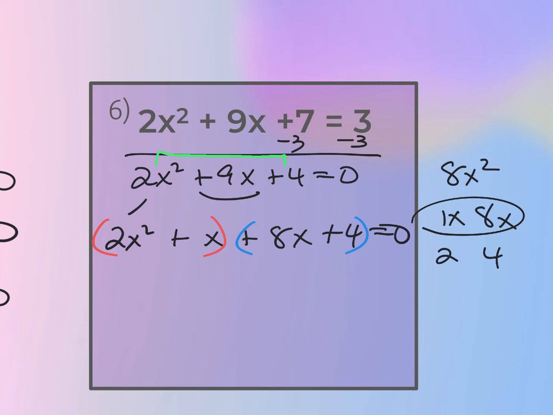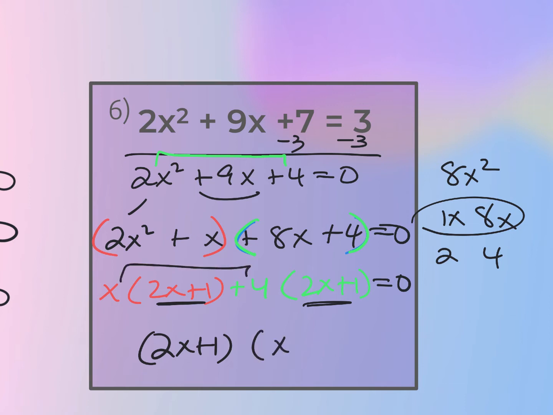And the blue's not showing up. Let me do green. Green will show up better. Okay, so red, GCF is x, 2x plus 1. Green group, my GCF is 4, 2x plus 1. Take what's in common, which is the 2x plus 1, and then take the two GCFs you divided by. They go together. And now set each of the factors equal to 0.